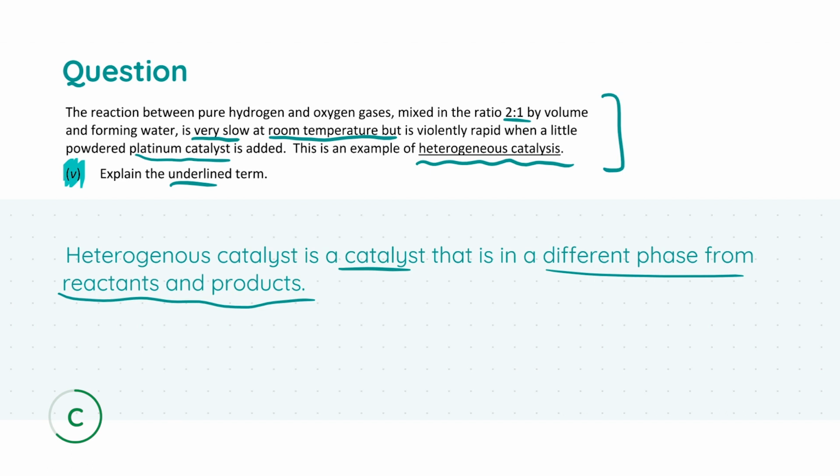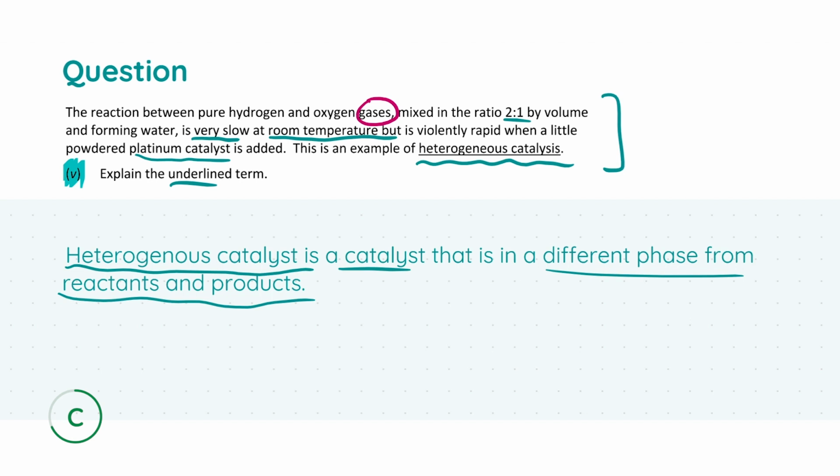Basically, when I say different phase, it could be a liquid, a gas, or a solid. Let's say your catalyst is a solid, then your hydrogen and oxygen are gases. In this example, we're mixing hydrogen and oxygen gases, so they're going to be gases. This is mixed in a container with a little bit of powdered platinum catalyst, which is a solid. So they're going to be different states. A heterogeneous catalyst is one that is in a different phase from its reactants and products.